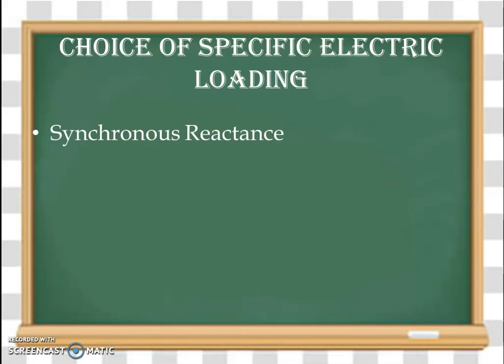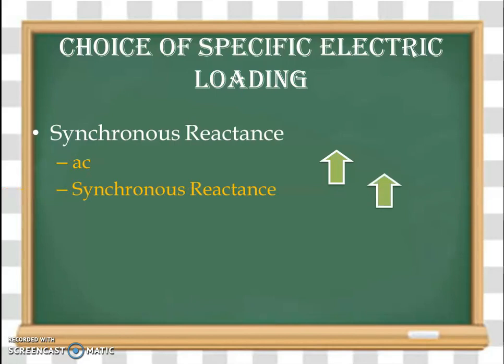Our next point is synchronous reactance. If we design a machine with a higher value of specific electric loading, then synchronous reactance will also increase. When we go for a higher value of specific electric loading, the leakage reactance and the reactance because of armature reaction both increase, and ultimately our synchronous reactance will increase. Now the effect of increased synchronous reactance at several points.